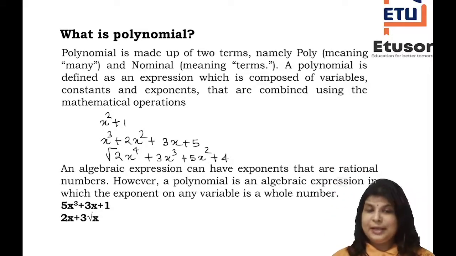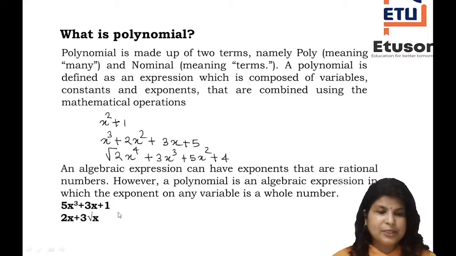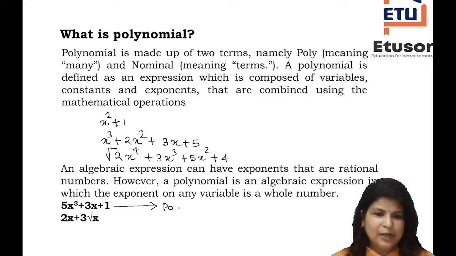So that is what I was telling you: an algebraic expression can have exponents that are rational numbers. However, a polynomial is an algebraic expression in which the exponent on any variable is a whole number. Always remember, it's a whole number. Correct, children? So you have 5x cube plus 3x plus 1. Can you tell me whether it's a polynomial or not? Yes, it is a polynomial. And also, if it is a polynomial, definitely it will be an algebraic expression.